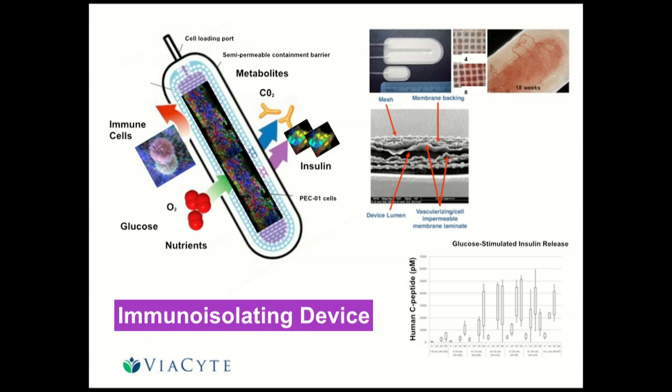where we're going to put these cells inside what's called an immunoisolating device so that the immune system can't directly get cell-to-cell contact with the transplanted cells. And the idea of that is that we wouldn't have to give the anti-rejection drug treatments if it's effective. So we're looking forward to starting these trials with ViaCyte within the next few months.